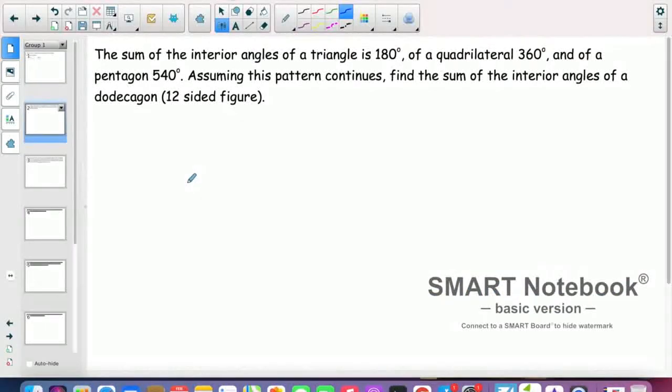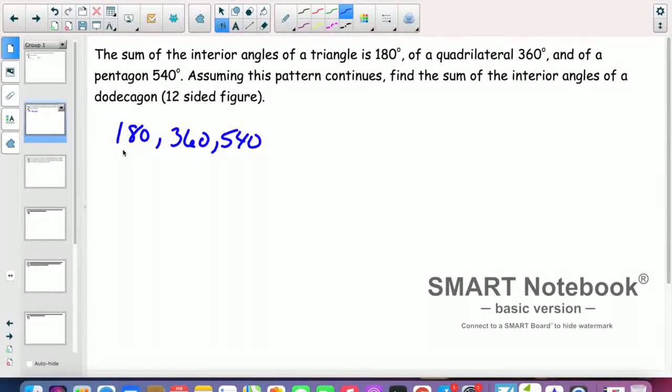The sum of the interior angles of a triangle is 180 degrees, of a quadrilateral 360 degrees, and of a pentagon 540 degrees. Assuming this pattern continues, find the sum of the interior angles of a dodecagon, which is a 12-sided figure. Well, if you think about what they've given you here, they have given you several different terms in this sequence. The first term is 180 degrees, the second term 360, and the third 540.